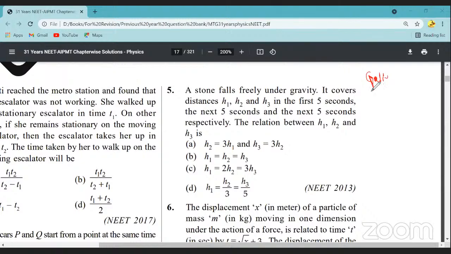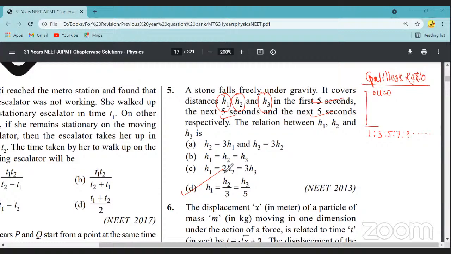If a body is dropped from the top of a building, then the distance traveled by it in equal time intervals, the ratio will be 1:3:5:7:9. Yes, sir. I had told you about Galileo's ratio, right? The same question. So here we are taking the ratio of distances traveled in equal time intervals. Here, what is the equal time interval? 5 seconds. Whatever the equal time interval may be, the ratio should be 1:3:5:7. So directly this is the answer.